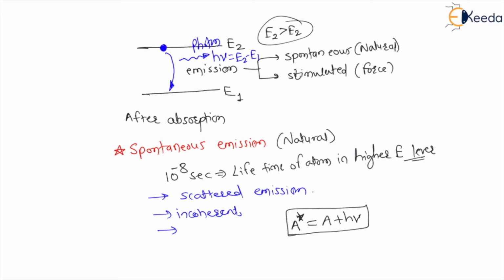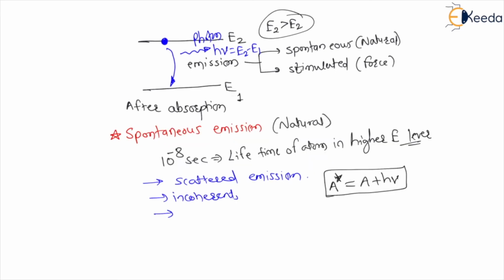Now again, if I want to write the equation for the number of spontaneous transitions, that is NSP, taking place in a medium during a very short duration of time, this NSP is written as A21, that is from the higher energy level to the lower energy level. A21 is the probability of spontaneous emission from the higher energy level to the lower energy level, into N2 into del T.